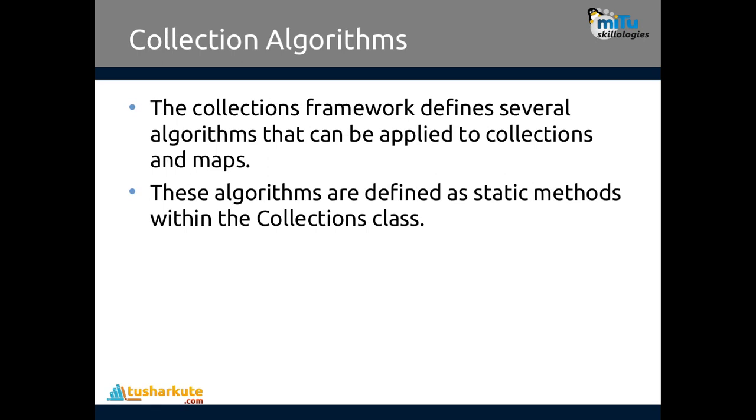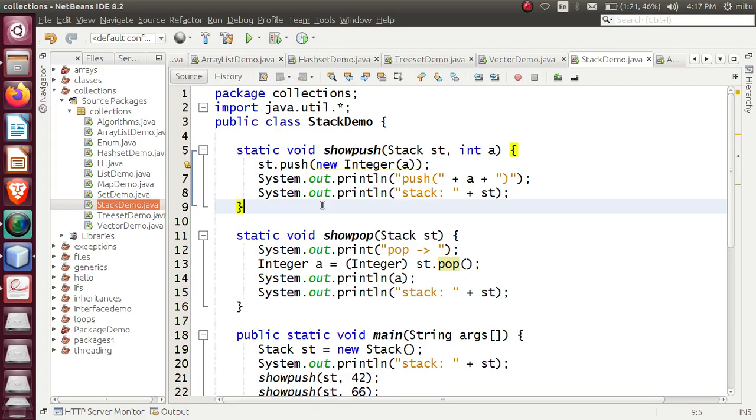A collection framework defines several algorithms that can be applied to collections and maps. The algorithms are defined as static methods within the Collections class. Inside the Collections class, we have many static methods by which we can perform different algorithms on the data structures. How to do this?